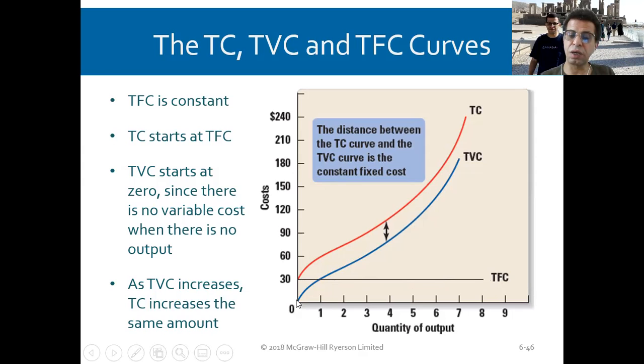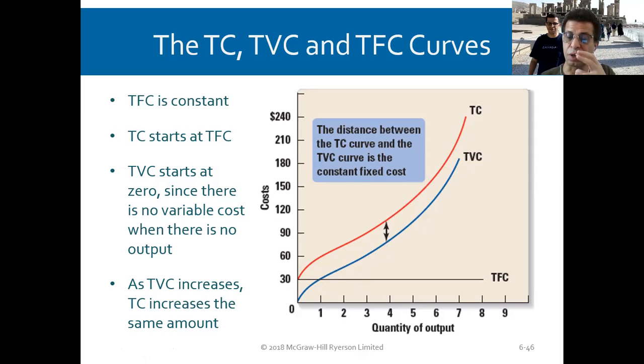As you start beginning, then at this point, when you start producing, total variable costs start with you buying things and start producing. You add this, but this area plus this area will give us what? A total cost. So the distance between the total cost curve and the total variable cost curve is the constant fixed cost.